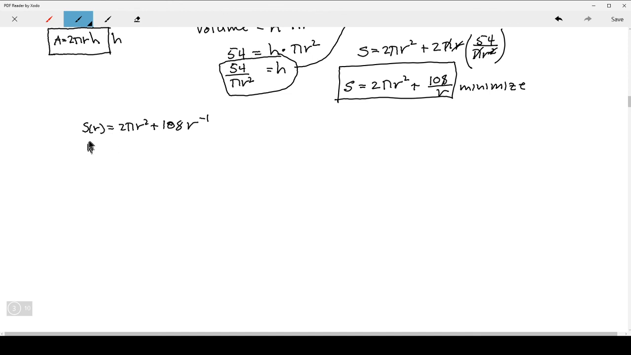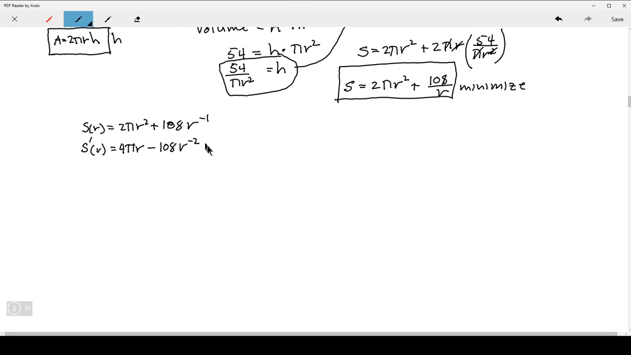Okay, so I need to take the derivative, S prime. So r is the variable, remember, bring the 2 down, so I would get 4 pi r plus, I bring the negative 1 down, so I guess that's actually a minus, isn't it? Minus 108 r to the negative 2.